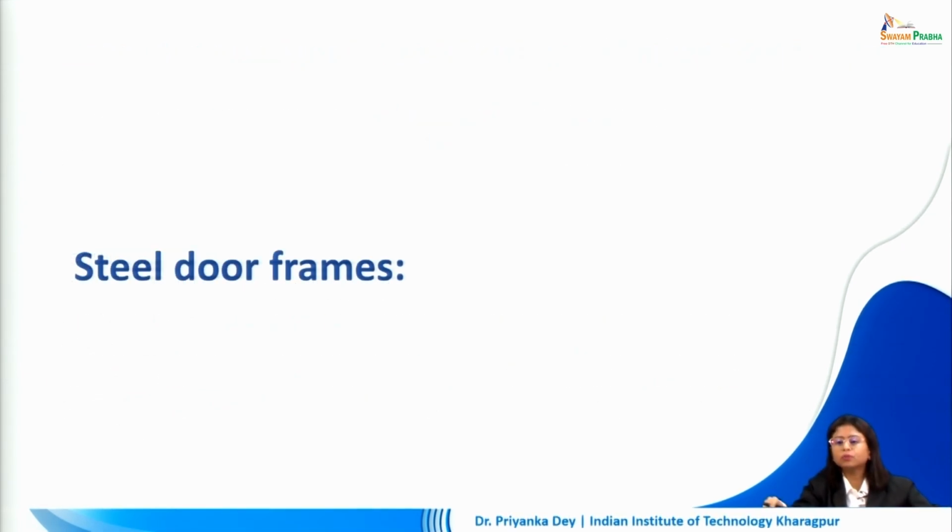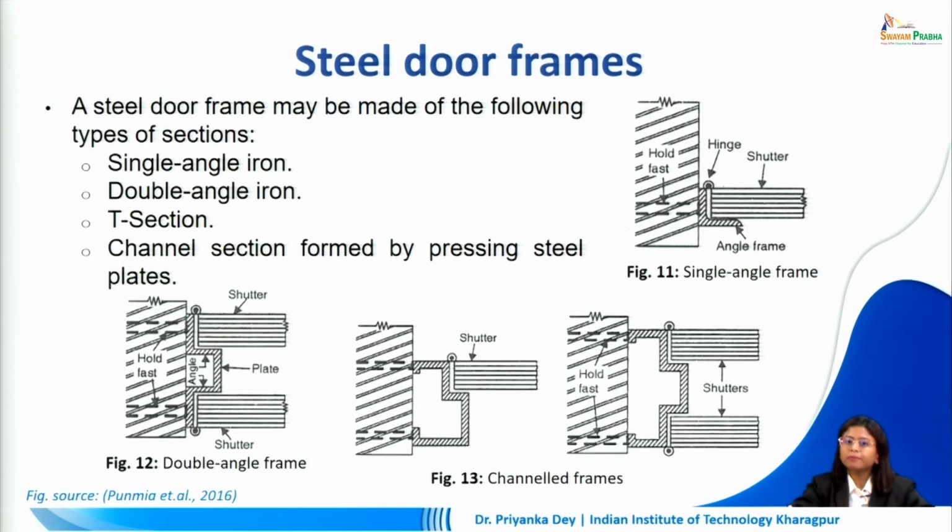We just learnt about the timber ones. Let us talk about the steel door frames. A steel door frame may be made of single angle iron, double angle iron, T-sections or channel sections which are formed by pressing steel plates. So the first example here shows a single angle frame.